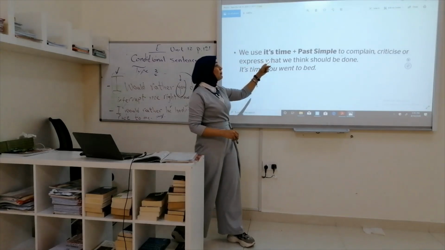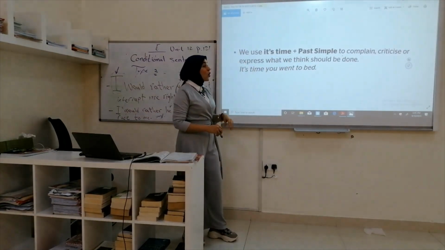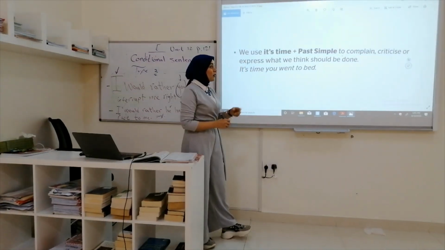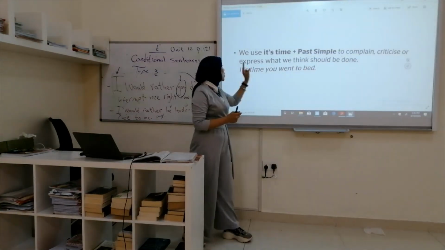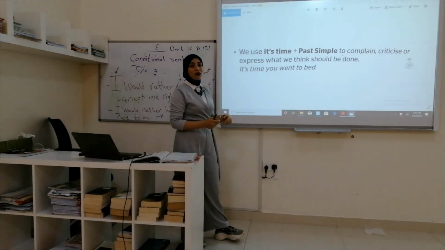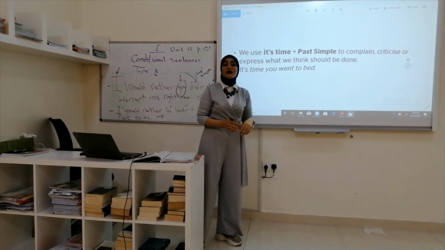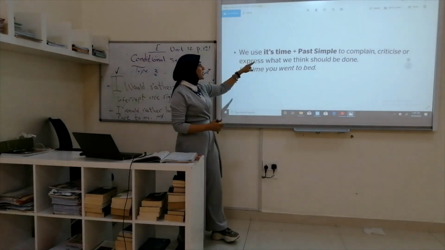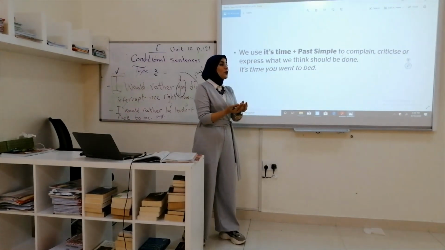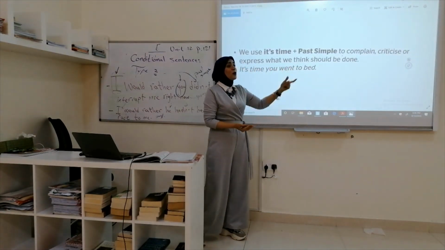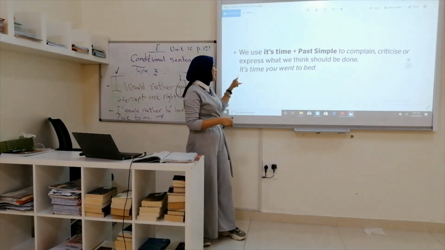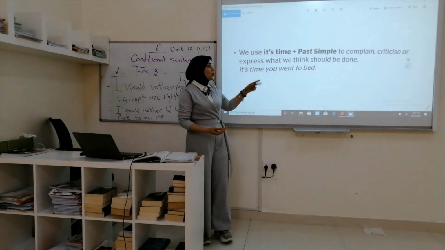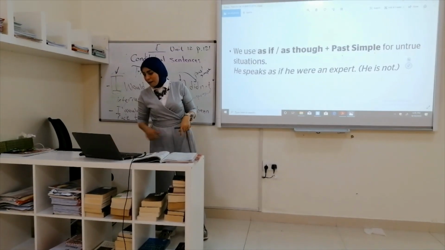We use "it's time" plus past simple to complain or criticize or express what we think should be done. Again, to complain, to criticize, or to express what we think should be done. Like what? It's time you went to bed. Okay? So we use "it's time" plus past simple to complain about something, to criticize something, or to express what we think should be done here and now. For example, it's time you went to bed.